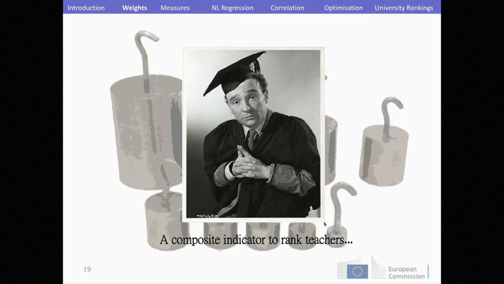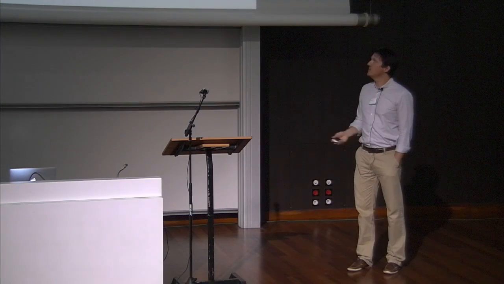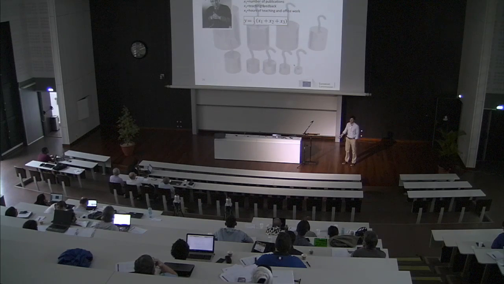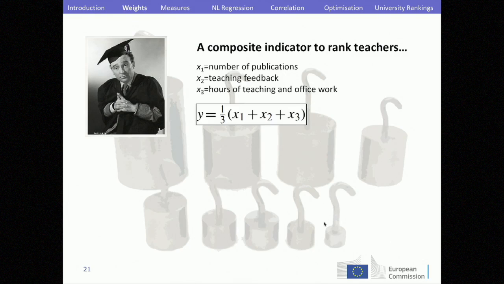If we look at an example, and I think I might have stolen this example off Andrea originally. I'm not sure if you came up with it, Andrea. Anyway, or maybe it was Paolo. Imagine that you have a composite indicator to rank teachers at a university. So you want to rank your teachers or give them a score in some way. One way that you might do that would be to take three indicators. One might be the number of publications, one might be teaching feedback, and one might be the hours of teaching. These could be anything really. So following a standard composite indicator methodology, you take the weighted average of the three indicators, okay? And you give them equal weights.